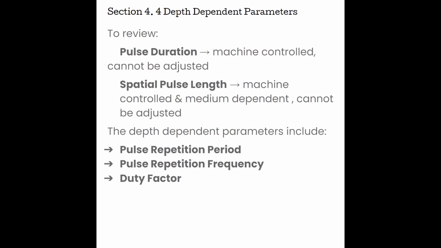So to review, up until this point, we had pulse duration, which is machine controlled and cannot be adjusted, and we had spatial pulse length, which is machine controlled and medium dependent and also cannot be adjusted. But now we have three parameters that are very dependent on depth. And because depth can be adjusted by you as the sonographer, you actually have a lot of control over these three parameters. So the depth dependent parameters include pulse repetition period, pulse repetition frequency, and duty factor.